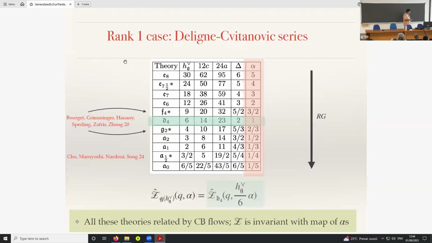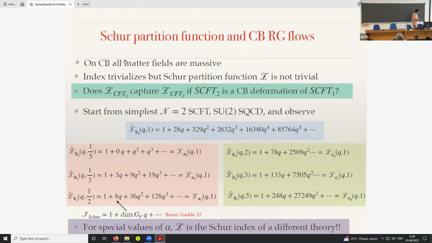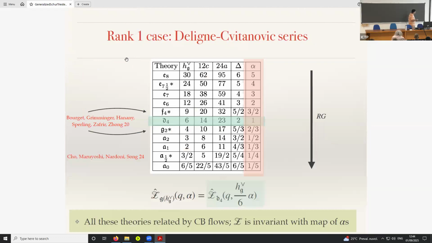Okay, so now to the question I was asked. The theories that I mentioned here, the values of alpha I mentioned here, correspond to physical theories that we know exist. But actually, here is a more complete table. These are the values of alpha for which we get integer coefficients. All of these cases correspond to VOAs, but not all of them correspond to physical theories.